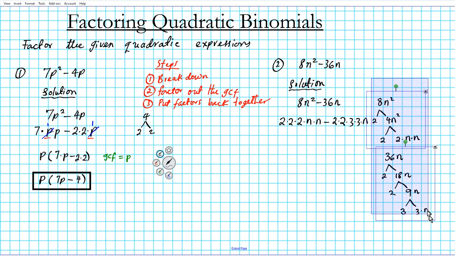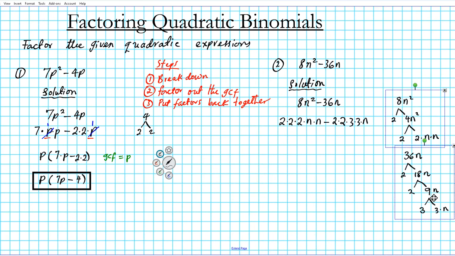All right, so what we're going to do is go ahead and do step 2, which is to factor out the GCF. Okay, so what's common? I have a 2 and a 2 common to both sides. And then another 2. Two 2's are common to both sides. And then one n on the left and one n on the right are common. So if we factor those out, we're going to divide those out.